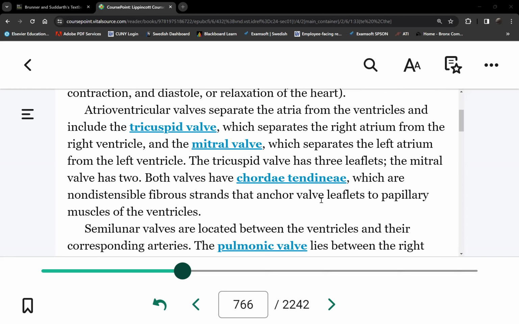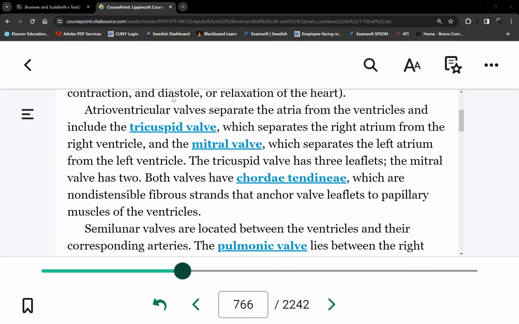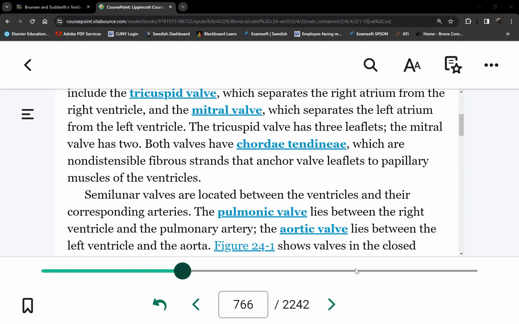So let's begin with the tricuspid and the pulmonic valve. Where are these two valves located? The tricuspid and the pulmonic. The right or the left side? Both are located on the right. Tricuspid valve between the right atrium and the right ventricle. The pulmonic valve at the door of the right ventricle, correct? On its way to the lungs.